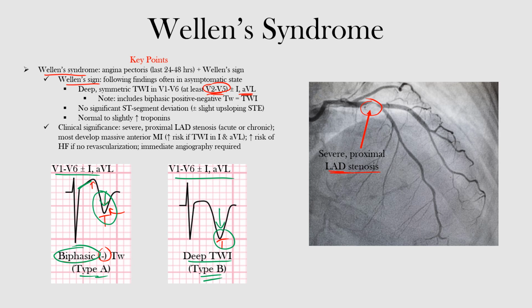So seeing this is really a key sign and can actually save your patient if you treat them immediately. Now, the clinical significance: remember we said severe proximal LAD stenosis. It could be acute or chronic. Most of these patients develop massive anterior MIs, and there's a greater risk if there's T-wave inversion in leads 1 and AVL. Not always present, but there's a greater risk, as well as an increased risk of heart failure if there's no revascularization. And these patients need immediate angiography to see what's going on and to fix this as soon as possible.